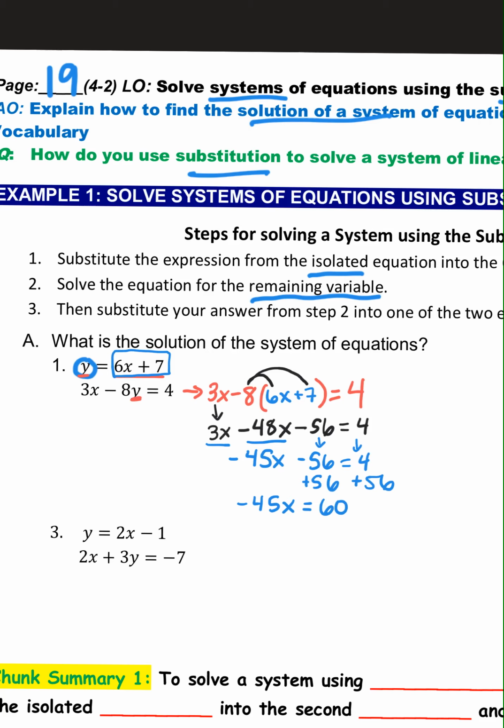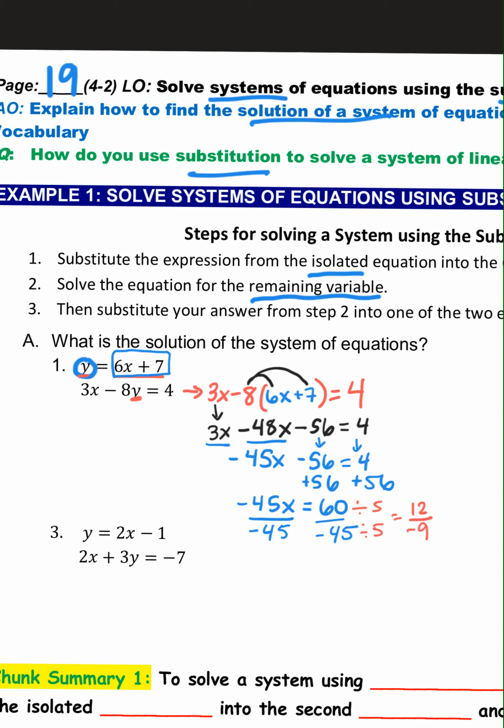Now I need to divide. So I'm going to divide both sides by negative 45. And let's see, can I reduce that? Well, I know that both of those numbers go into 5. Let's see, are there any other numbers that they go into? Let's try 5 first. Okay. If I simplify this by 5 and simplify this by 5, 60 divided by 5 is 12. And then negative 45 divided by 5 is negative 9.